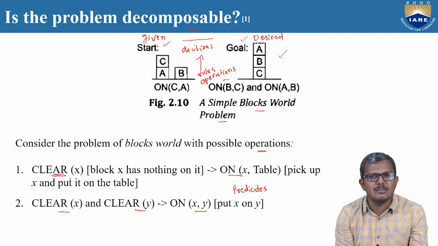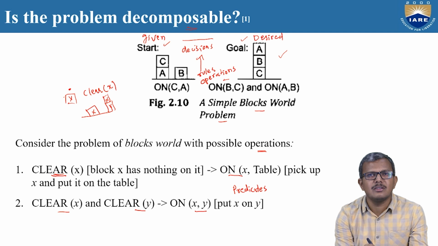So if I say clear x, what does it mean? It means the x block is clear, in the sense that there is an x block here and there is nothing on this x block. When there is nothing on this x block, simply I will say that x is clear. So when x is clear, what can you do? You can do on x comma table. What does it mean? Pick up the x and put it on the table. If x is clear, then you can keep this x on the table, or otherwise you can keep the x on some other block also.